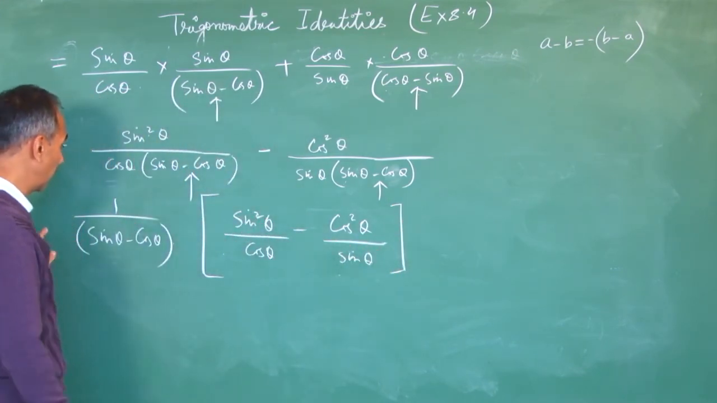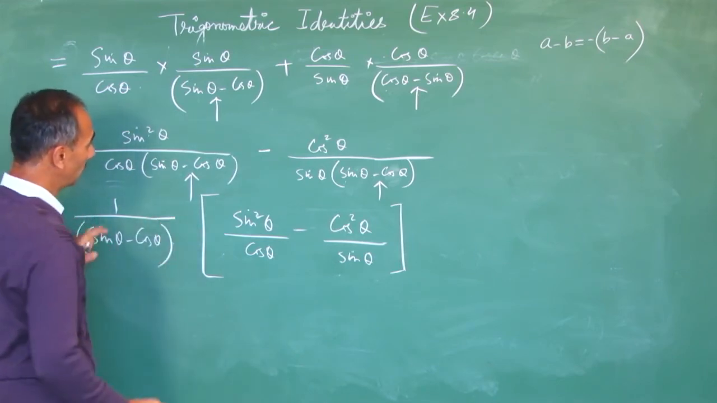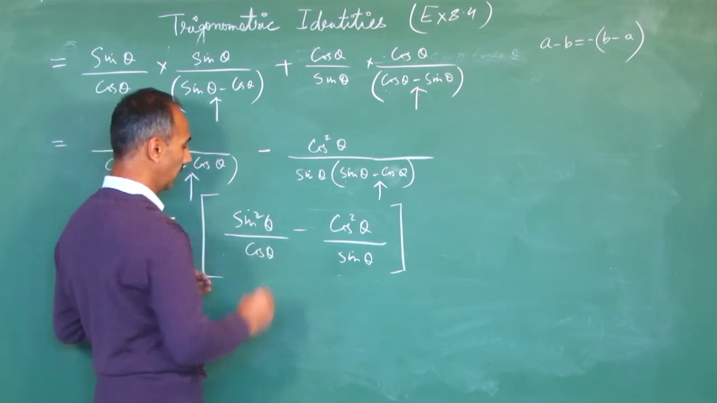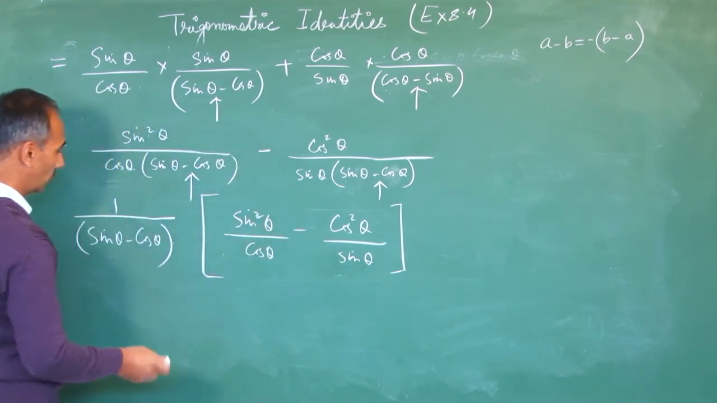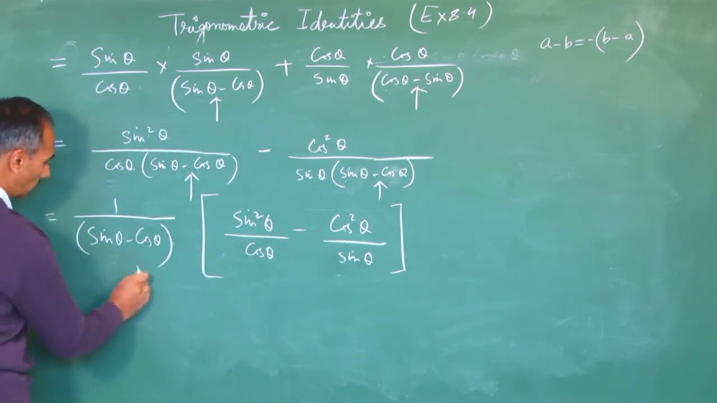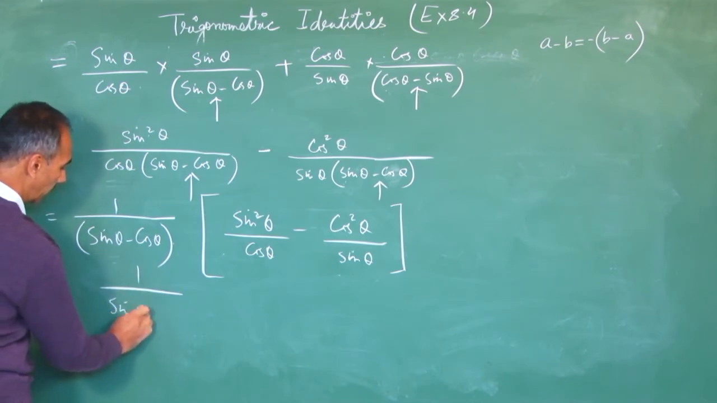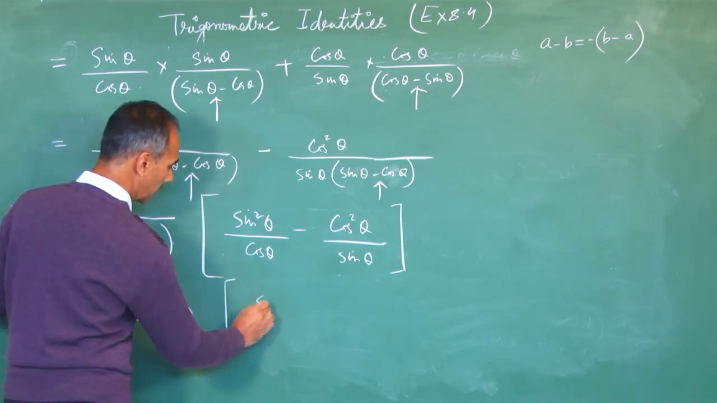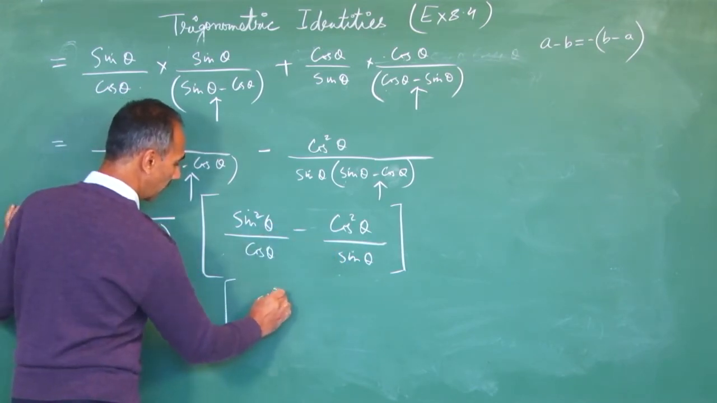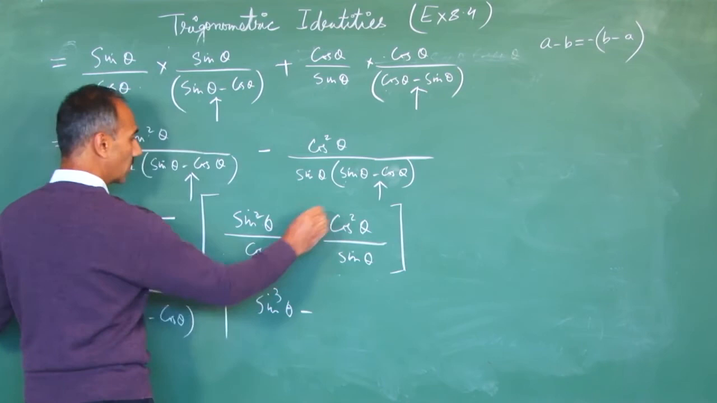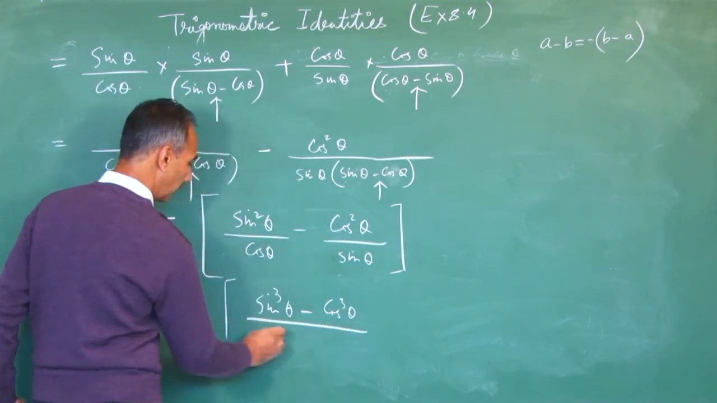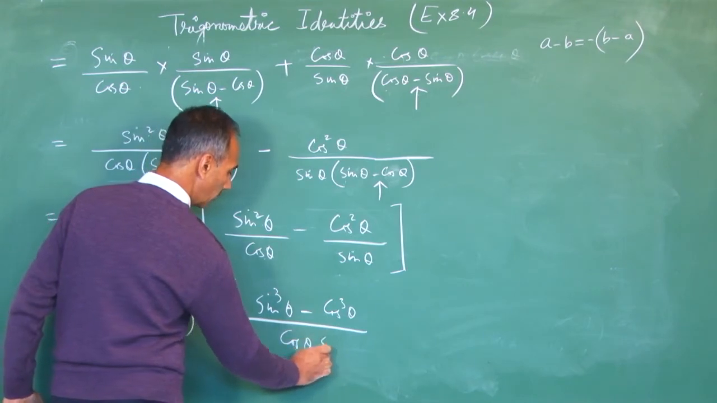So we have expressed it up to this level. Now what next? We are going to take LCM here. So that would be the next step as 1 upon sine theta minus cos of theta. This will give us sine square into sine is sine cube theta. Cos into cos square is cos cube theta divided by cos theta into sine theta.